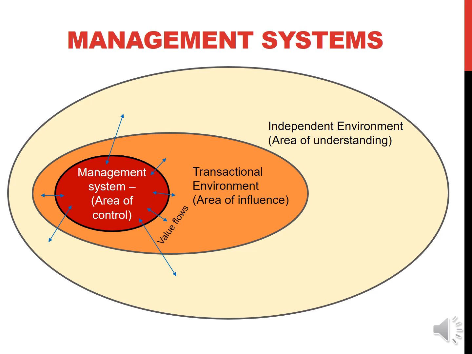From the management system perspective, we have the primary area of control. This is the scope of the management system. This is the area in which executive managers or leaders can specify what resources are required, align those resources, and make sure that the organization's mission is being accomplished through the enactment of the processes.